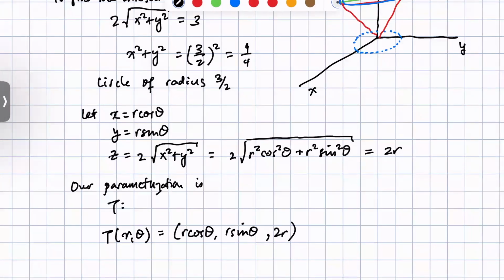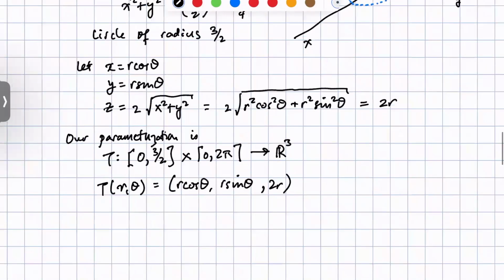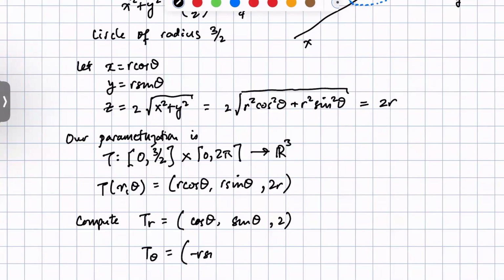Now, what does r go from? This is a circle of radius 3 halves, so r goes from 0 to 3 halves, and theta goes from 0 to 2 pi, it's a full circle, and this goes into R3, so that is the precise parametrization of the cone. Now let's compute our tangent vectors. Tr is cosine theta, sine theta, 2, and T theta is minus r sine theta, r cosine theta, 0.